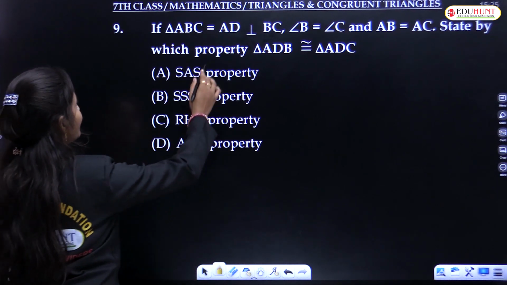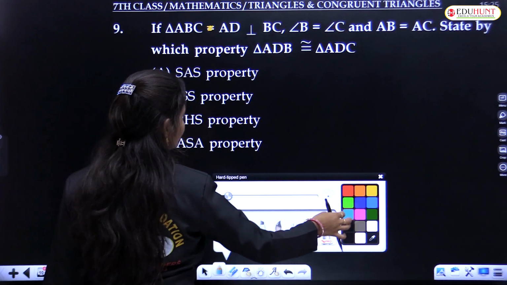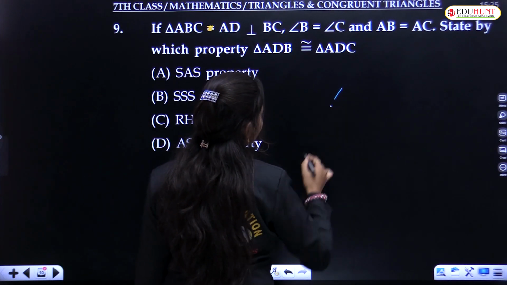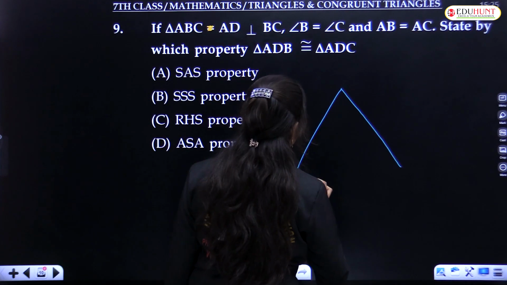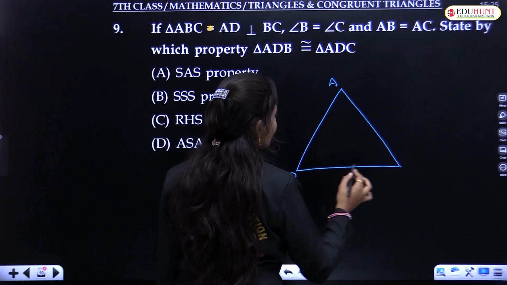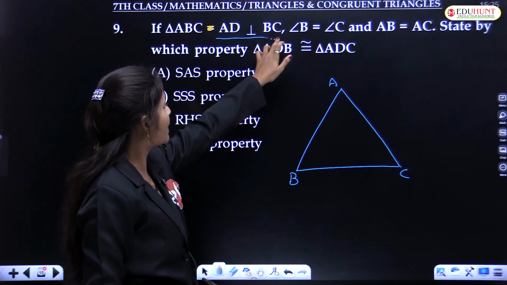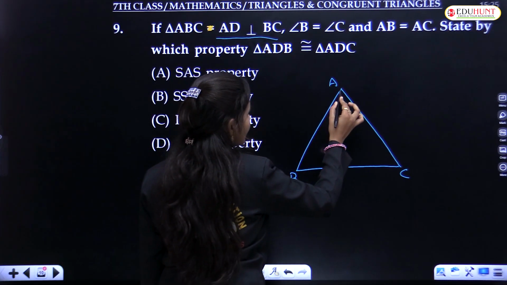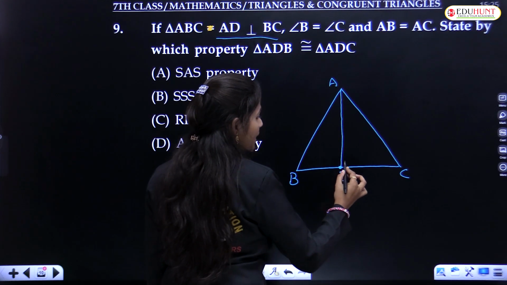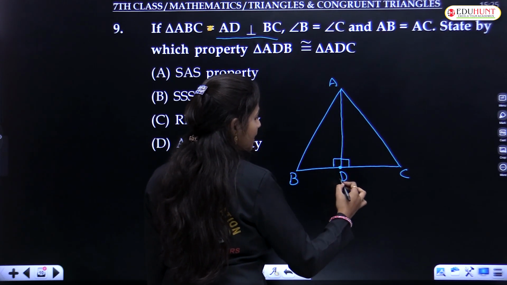In a triangle ABC, so draw the triangle ABC. The first condition they have given is that AD is perpendicular to BC. Perpendicular means the angles here are right angles. AD is perpendicular to BC.